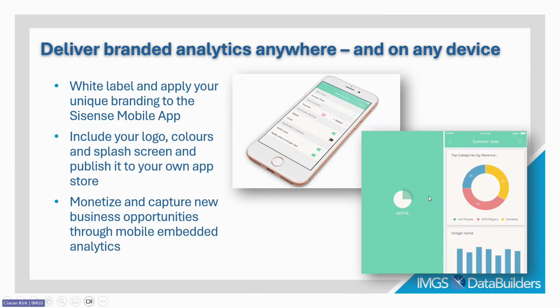Also with Sisense, you're allowed to deliver branded analytics anywhere on any device. So you can white label and apply your unique branding to the Sisense mobile app. Sisense brings their own off-the-shelf mobile app. You can customize it, put in your own logo and colors and splash screen, and publish it on the App Store, which is really, really useful. And then you can monetize and capture new business opportunities through your mobile embedded analytics. Again, it's just speeding up that time to market, not having to build a mobile app from scratch, and being able to then publish on the mobile app store. Again, these are all just extra things for you as a software development house to speed up your innovation.